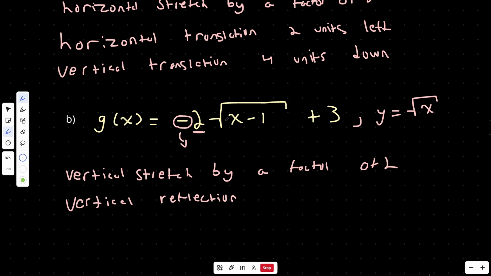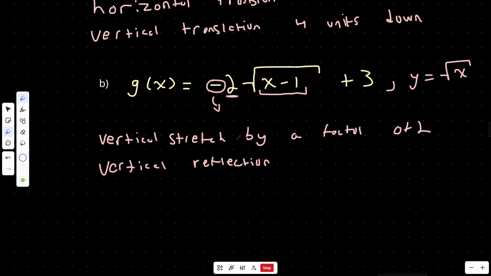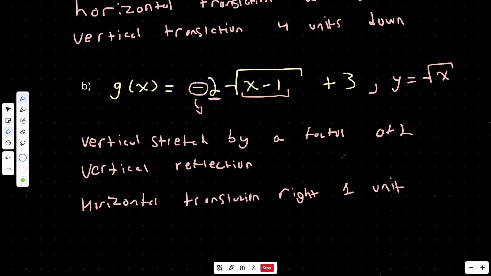So I'm not seeing any b value here, so we can skip that. We can move straight to translation. So inside the x, we see an x minus 1. That means we're going right 1 unit. So we can say horizontal translation right 1 unit. And for our last transformation, I'm not seeing anything else except for this vertical translation.